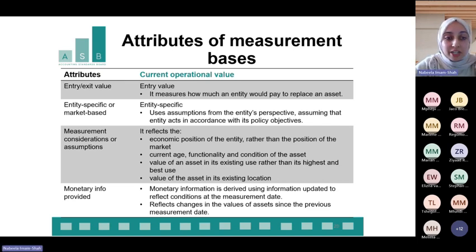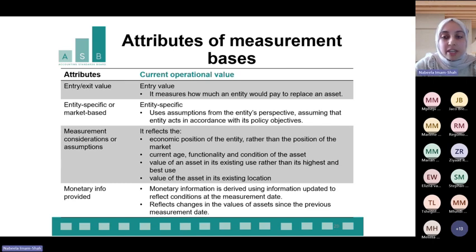What is the monetary information provided? The monetary information is derived using information updated to reflect the conditions at the measurement date. It reflects the changes in the value of the assets since the previous measurement date. Current operational value can be determined directly by observing prices in an active market. In some cases, it is determined indirectly.